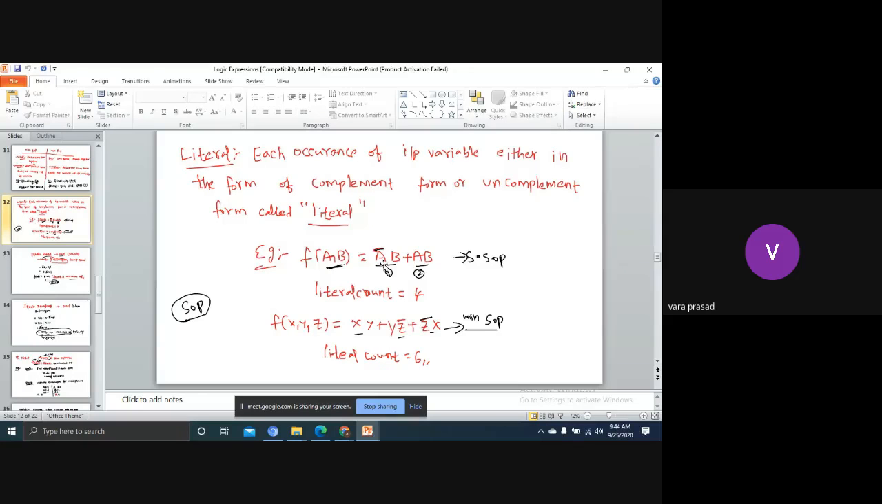1, 2, 3, 4. A appeared 2 times. One time it is in complement form, another time in uncomplement form. B appeared 2 times, but both times it appeared in uncomplement form. I don't consider it once, but I need to consider 2 times, because by the definition, each occurrence counts. B occurred 2 times, so I need to consider 2 times. Then here the literal count is 4. In this one the literal count is 6.